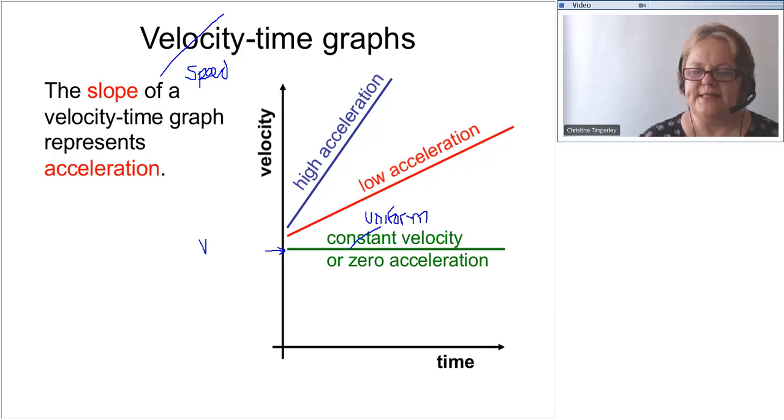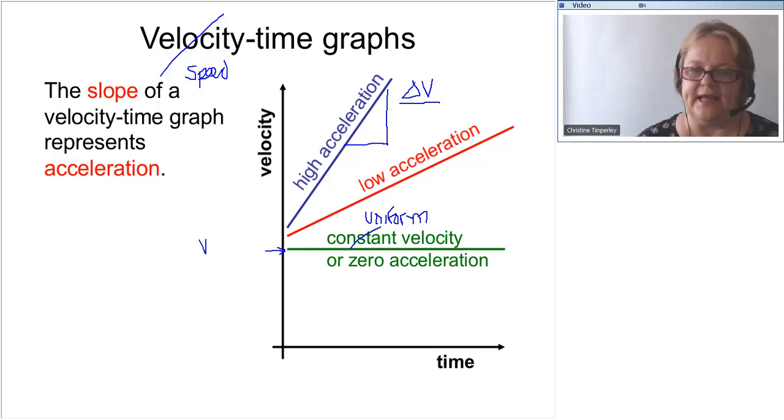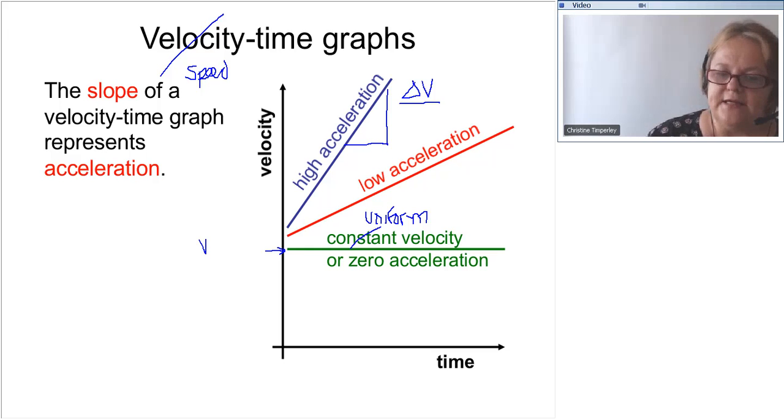Now, why does the slope give you the acceleration? Well, it's exactly the same argument as before. The acceleration is the change in y values divided by the change in x values for the gradient. Our change in y value is the change in velocity. I'm just going to put delta to represent a change in. So that's our change in speed or change in velocity. We use the terms interchangeably at GCSE for this particular topic. And then we're going to talk about the change in the time. And we know that the change in speed divided by the change in time is the acceleration.